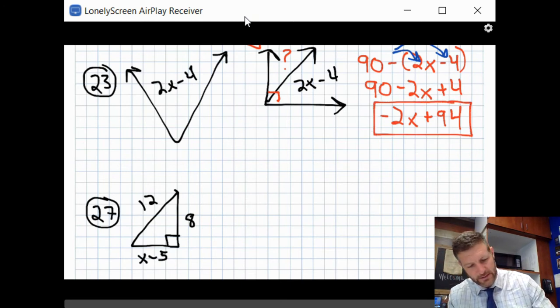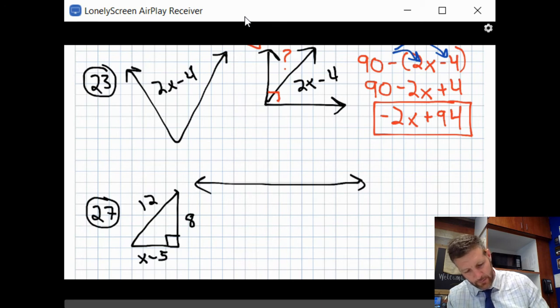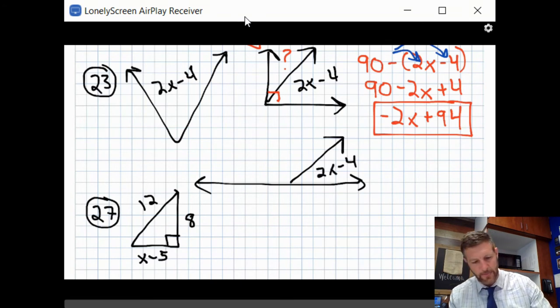Alrighty. Now, what if it was the supplement? Let's look at that. We'll draw it in black. So now imagine supplement means they add up to 180. So now imagine this angle was simply here, and here's my 2x minus 4. You don't have to draw these. I'm just trying to demonstrate it. And it's now part of a larger 180-degree angle. Well, it's the exact same process, except now we know 180.